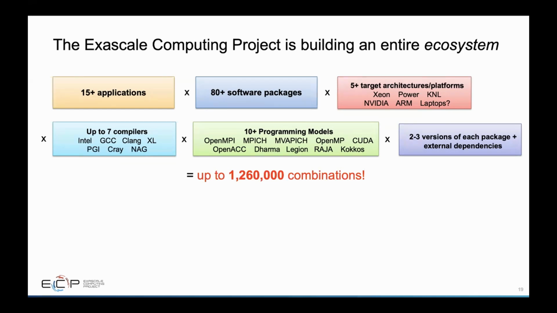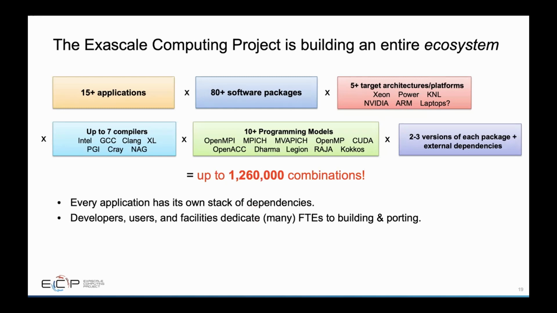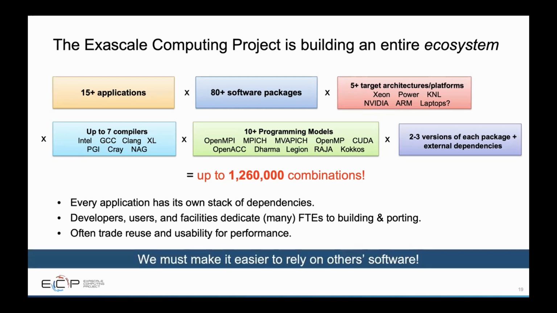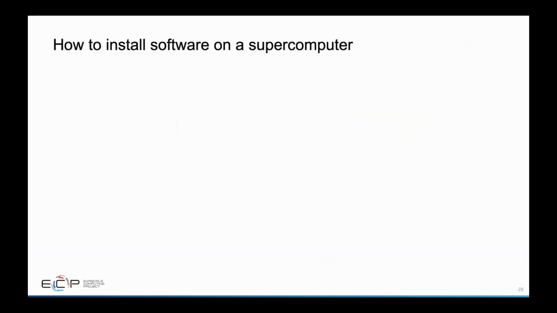How do you manage this complexity? Because every application has its own stack of dependencies, and it has gotten to a point where many users and facilities are dedicating several FTEs to just building and porting libraries. And there has to be a better way. We often trade reuse and usability for performance. So we need to make it easier to rely on other software. But how do you install software on a supercomputer?